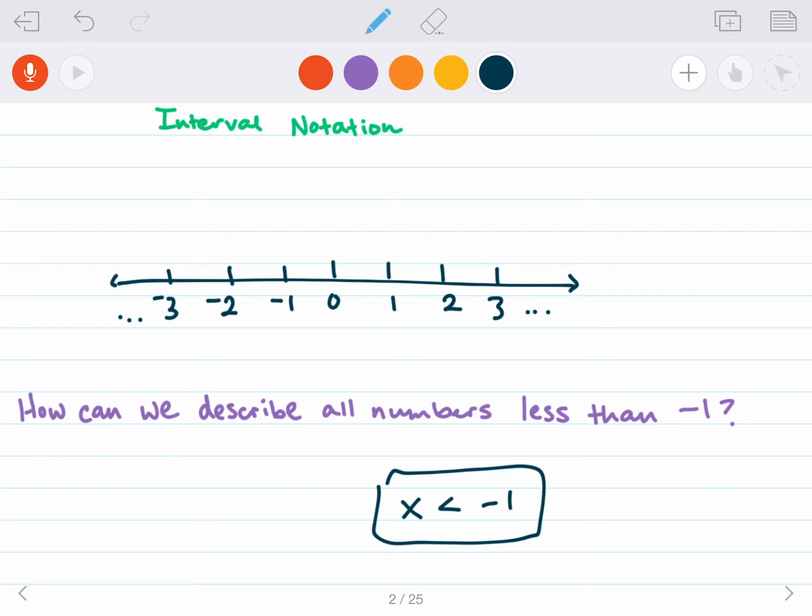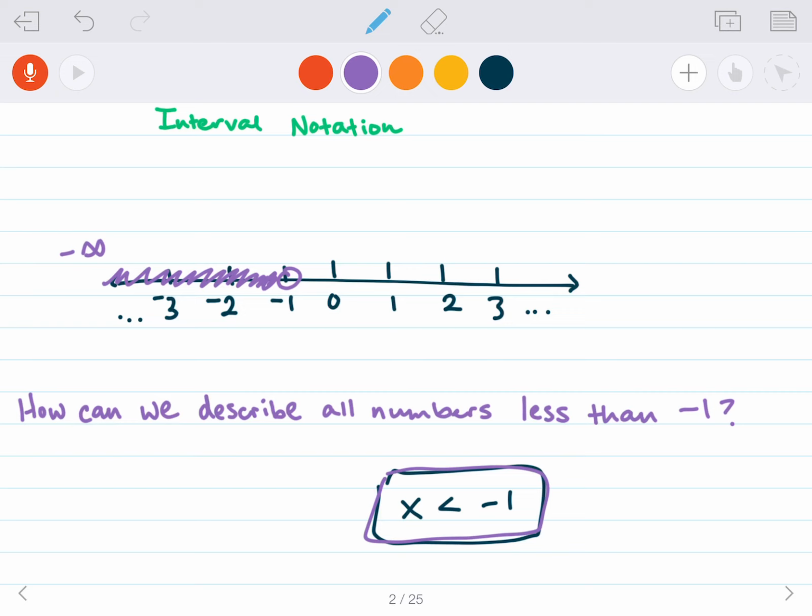The way that I denote this on the number line is, first of all, I put an open circle because this is strictly less than, there's no line underneath it. I put an open circle at -1, and to denote every single number that's less than -1, I shade to the left, all the way out to -infinity. So we have this huge infinite set of numbers: x is less than -1.